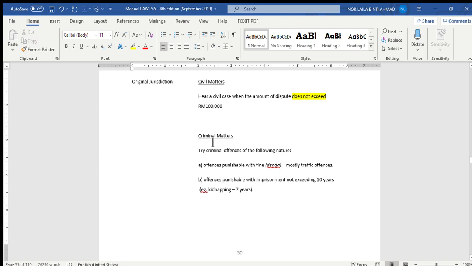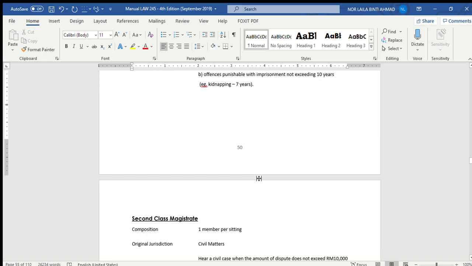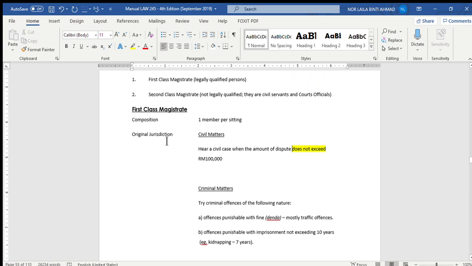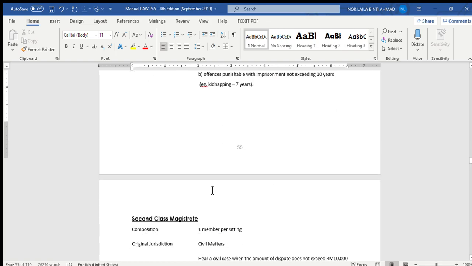And then for criminal matters, to hear criminal offences of the following nature: offences punishable with fine, mostly traffic offences, or offences punishable with imprisonment not exceeding 10 years. For example, kidnapping, the maximum punishment is 7 years. So original jurisdiction is normally divided into two, civil and criminal matters.